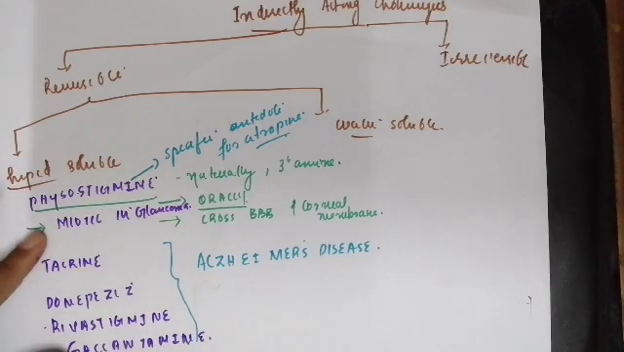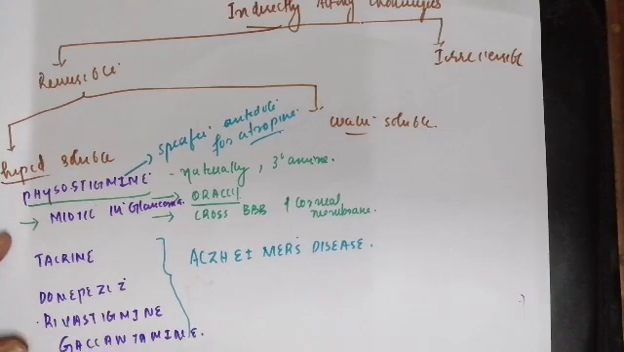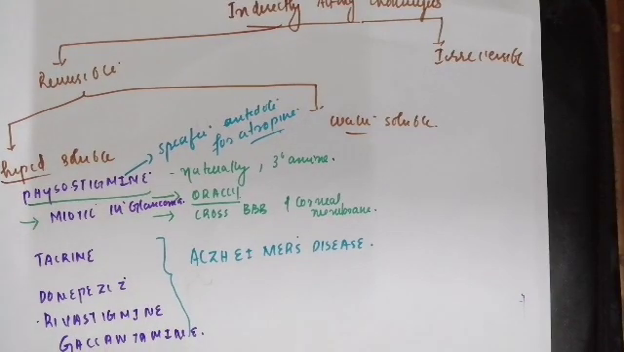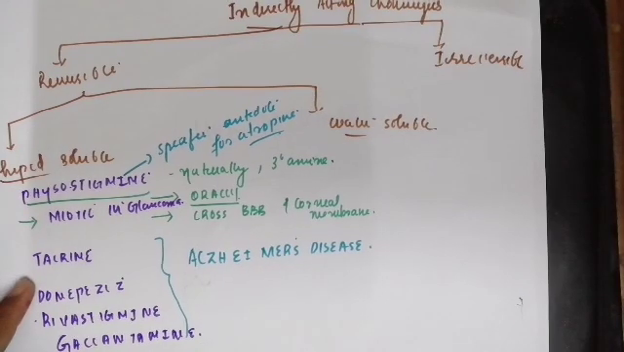These drugs are lipid soluble, and because they are lipid soluble, they will cross the blood-brain barrier, reach the brain and produce the effect. Because in Alzheimer's, there is a deficiency of acetylcholine in the brain, these drugs will tackle that and are used for the treatment of Alzheimer's disease.